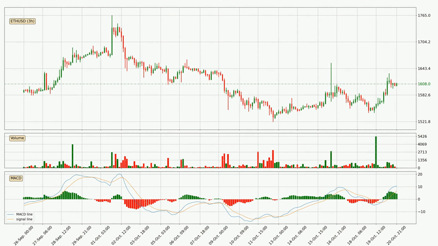Moving to the 3-hourly MACD, the MACD line is above the signal line, which shows that the current trend is on the upside. However, the MACD histogram shows that the momentum is currently shifting to the downside, and it could be expected that the price will consolidate, and it is better to wait and see if the MACD line will cross the signal line, which will be bearish.